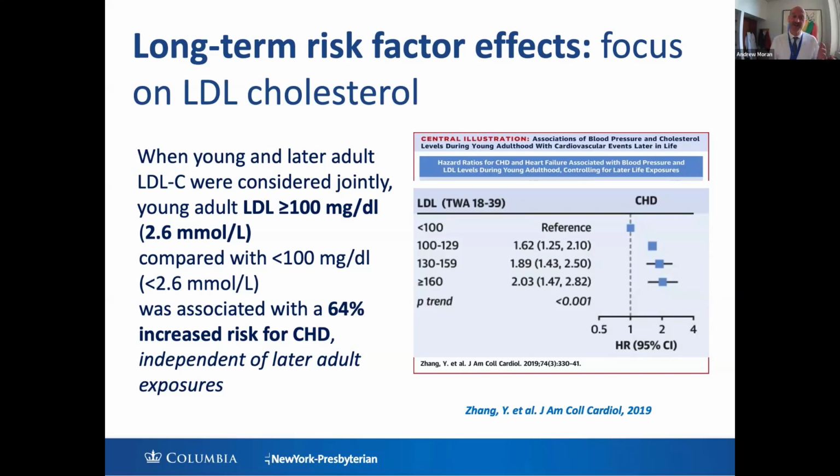So when young and later adult LDL cholesterol were considered jointly, an LDL cholesterol of 100 milligrams per deciliter or greater compared with less than 100 was associated with a 64% increased risk for coronary heart disease, independent of later adult exposures. And so this is really an independent effect of your young adult cholesterol history. And we also saw a dose response effect.